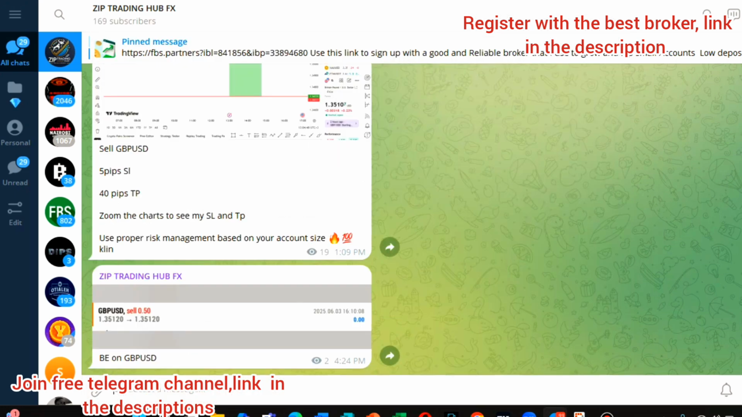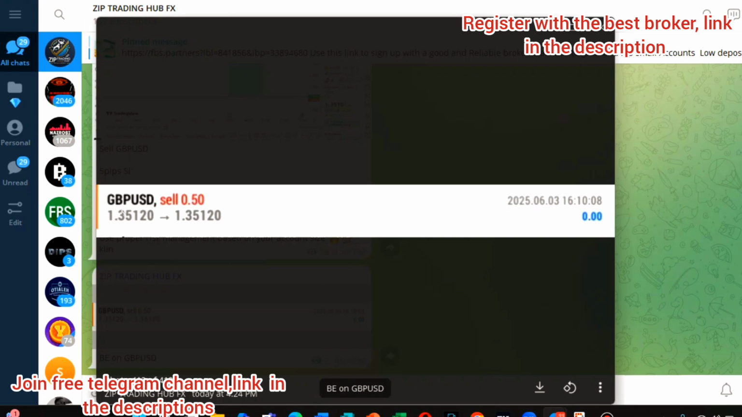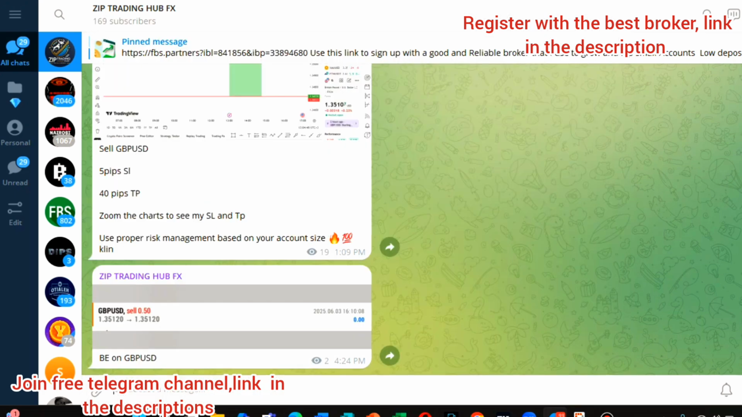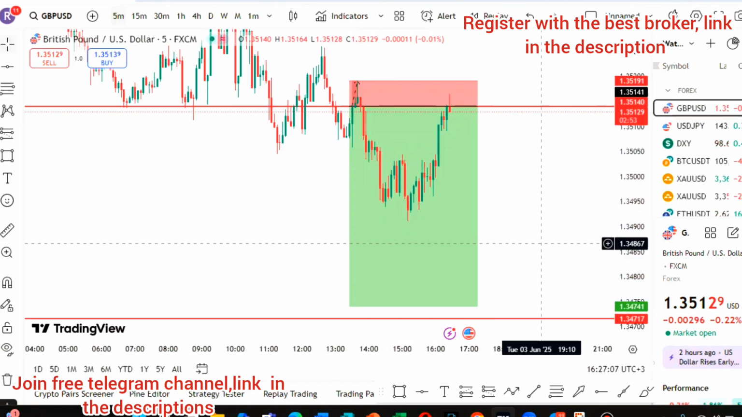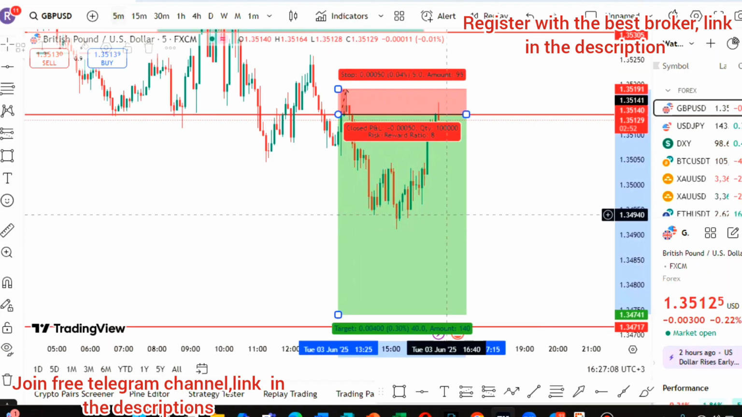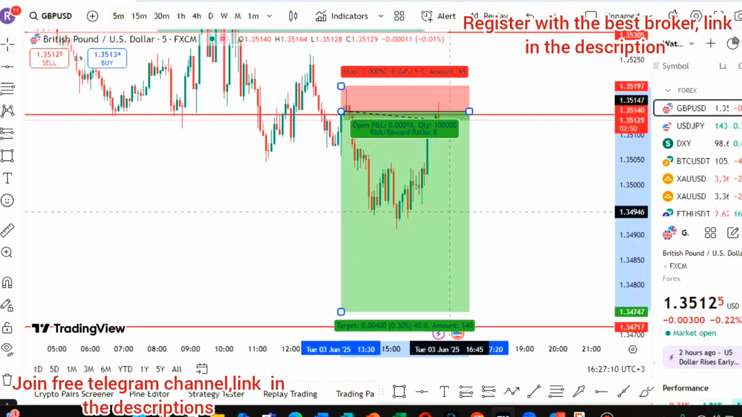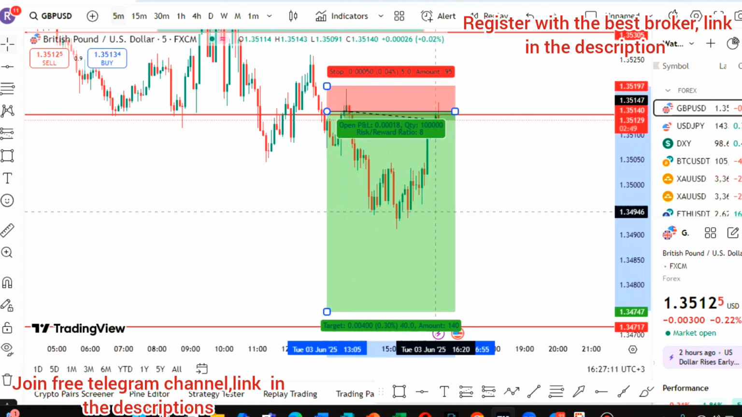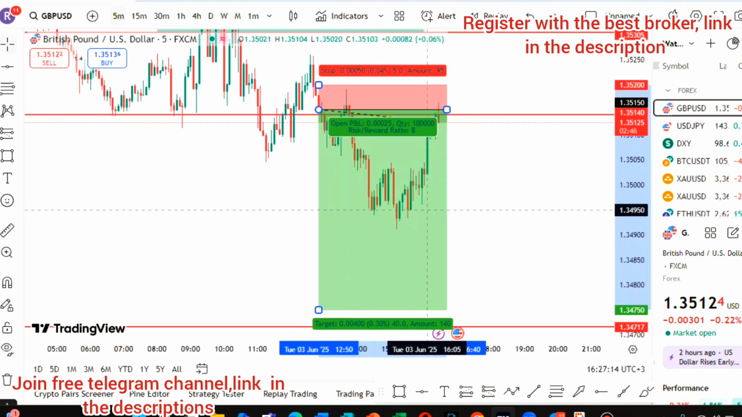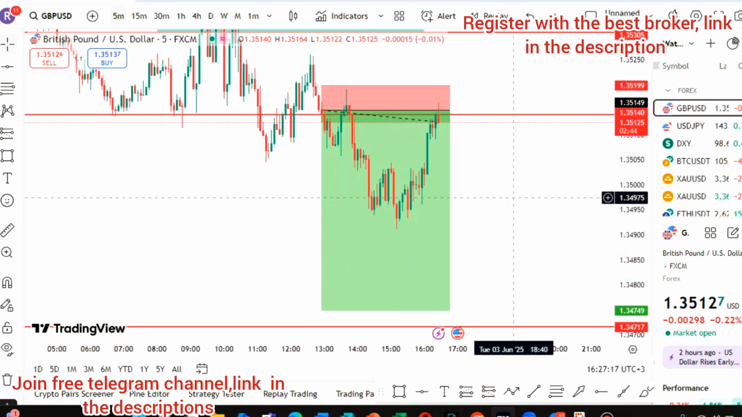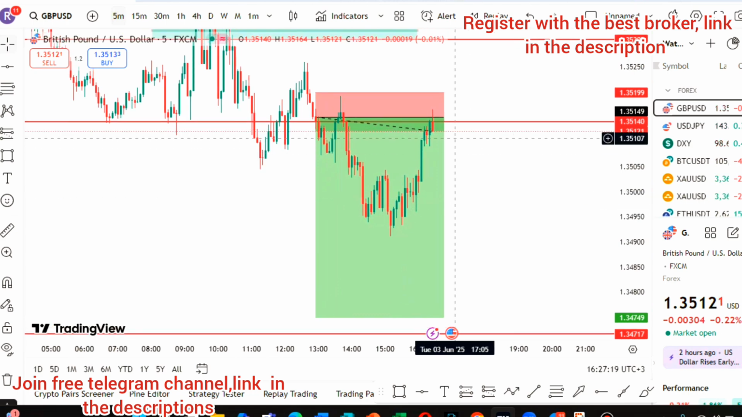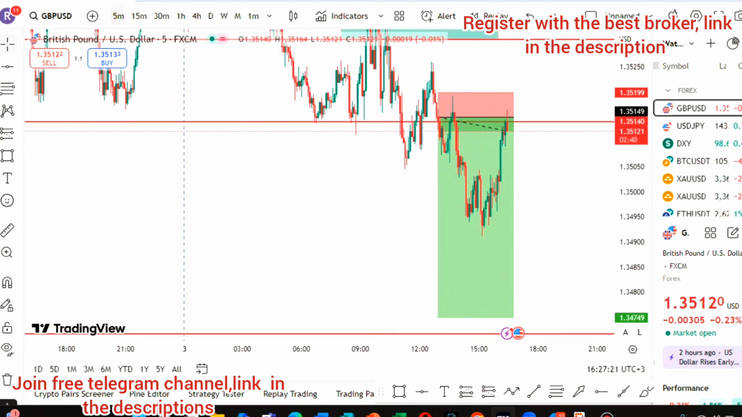And I went break even. I have already updated them. This is the break even. So let's do the analysis of this amazing trade on GBPUSD. This is the trade currently. It did hit the stop loss. We ended at break even, bro. So this was the trade, and let me show you the full analysis of this trade.